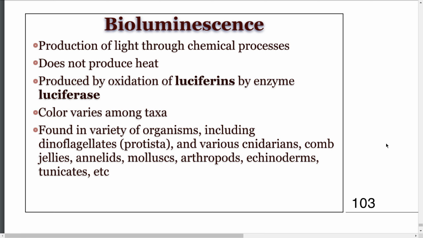Some cnidarians can produce light. Comb jellies commonly do so. Some annelid worms, some mollusks, some arthropods, some echinoderms, various tunicates all have that capability. Typically it's found in deep sea animals where there is no natural light that they're competing with. So they can use that to attract mates, attract food, for example, by producing light, things like that. Some of them use light as a kind of aposematic signal, a warning signal that they might be dangerous or poisonous, and so on.